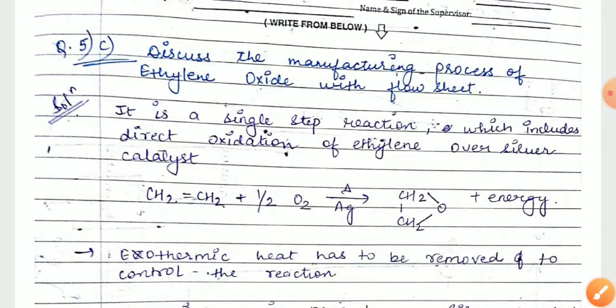We will see the manufacturing of important C2 compounds. In the previous lecture we covered ethanol and also formaldehyde. Now we discuss the manufacturing process of ethylene oxide with the flow sheet.